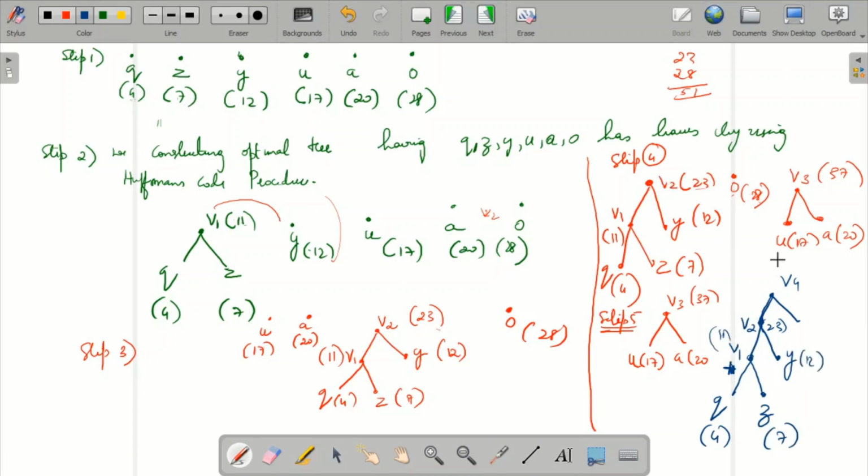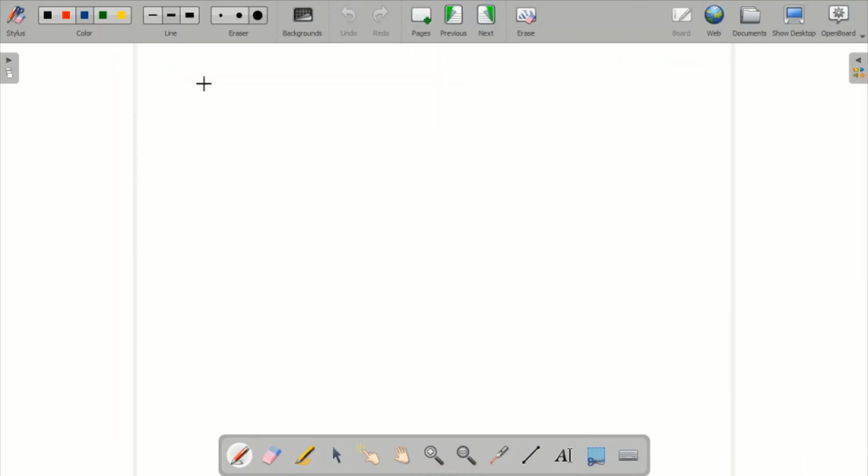And for this V4 new, I had to combine with O, right? So that would be over here, O 28. Now done. V4 weight was 51. Now the last step would be the combination of these both trees. So I'll draw that in the new page. Step 6 would be the combination of these both trees. So that is nothing but V5, the sum of both the vertices would give me 88.